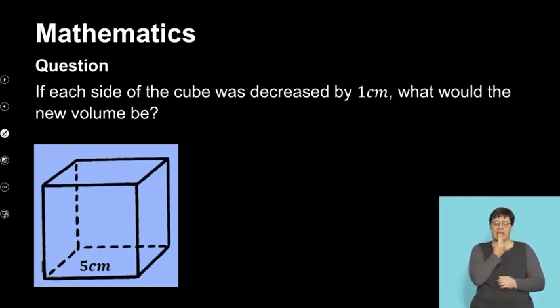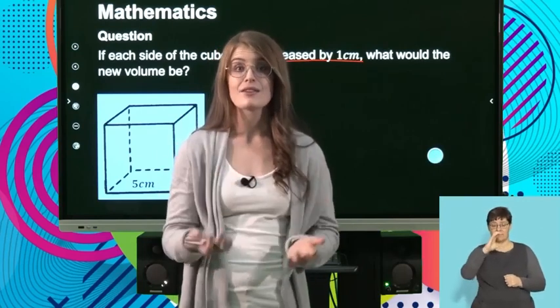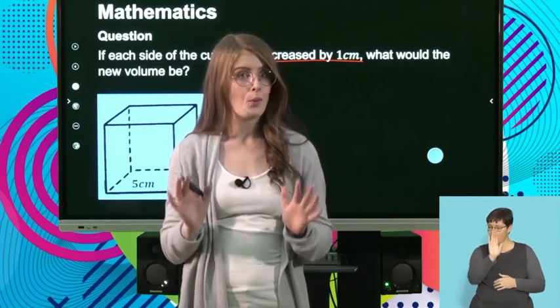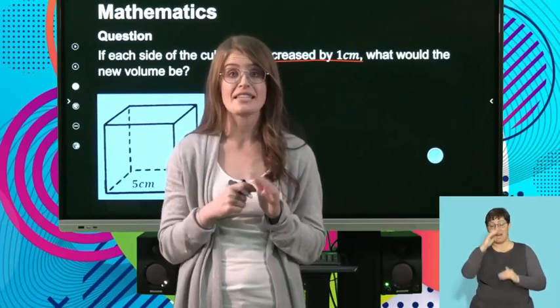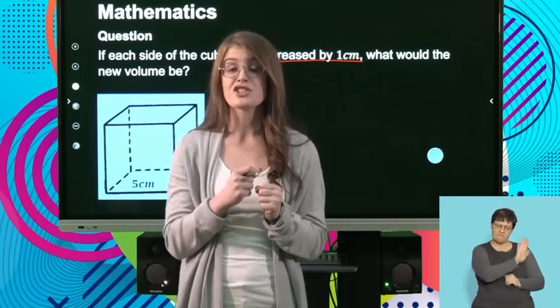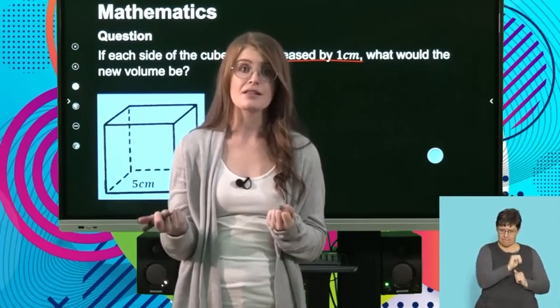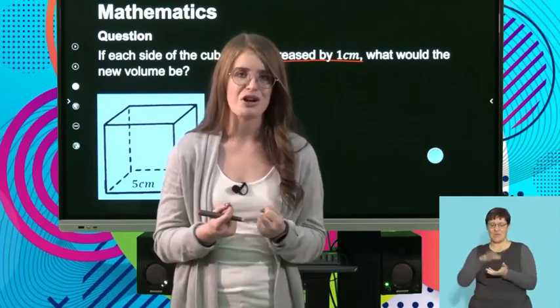So it says if each side of this cube was decreased by 1 centimeter, what would the new volume of the cube be? So this question is essentially asking us to look at what we've been given. We've been given a cube where each side is 5 centimeters. Now they've said, hold on a second, wait up. We're now going to decrease each of the sides by 1 centimeter, and we're going to have to calculate the volume according to this decrease in size. So if each side is originally 5 centimeters, we know that if we remove 1 centimeter, all of the new sides will be 4 centimeters. So let's see what our new volume will be.